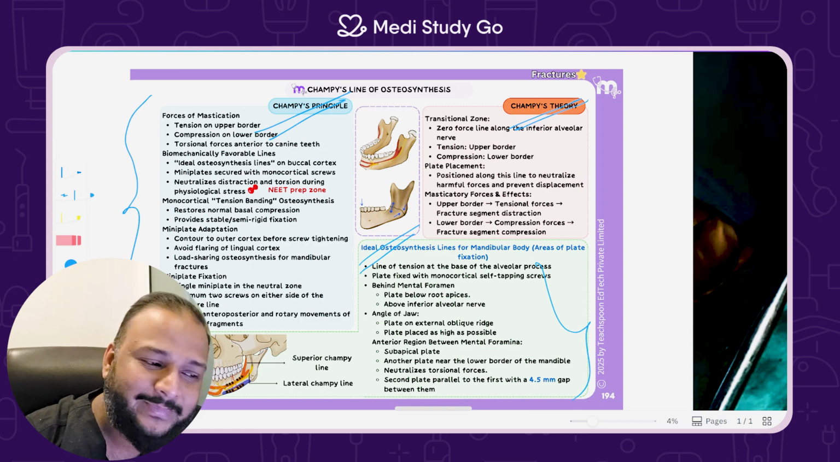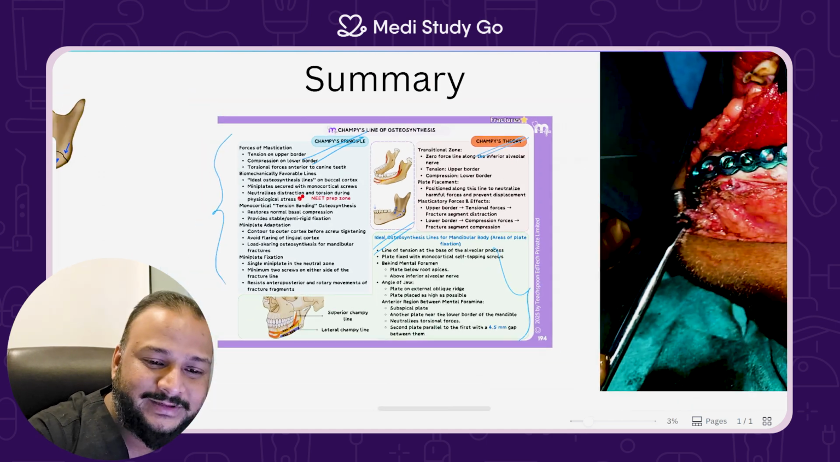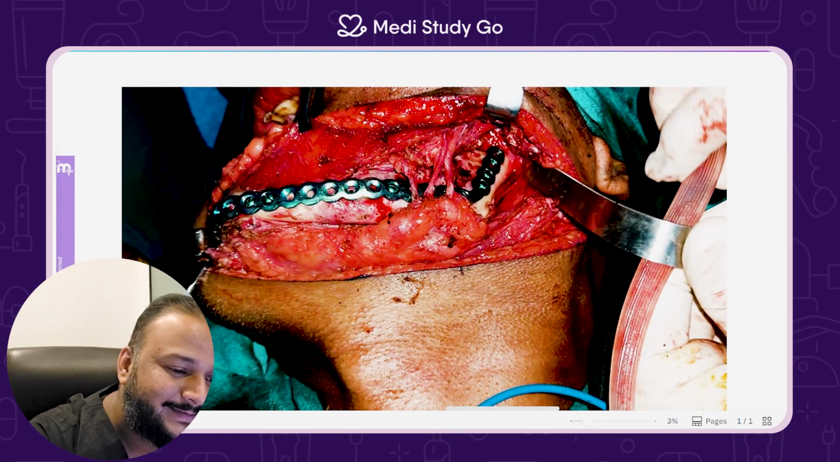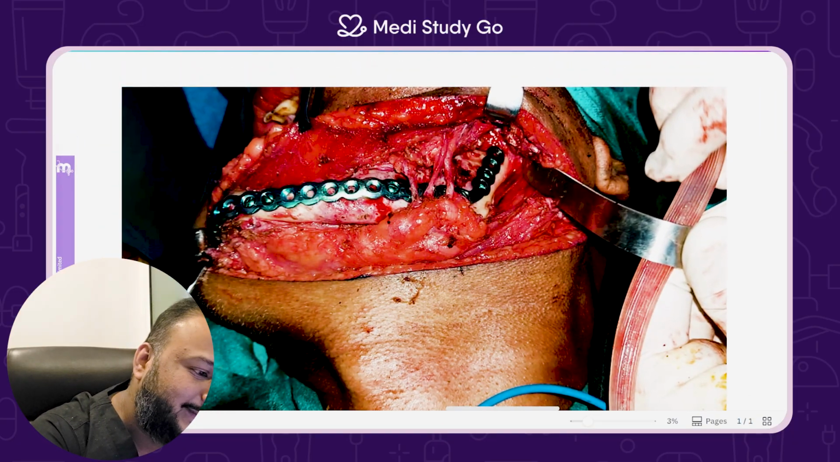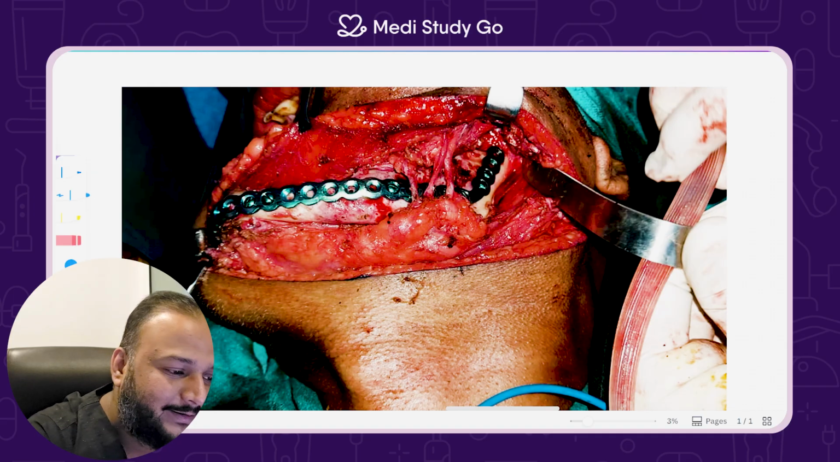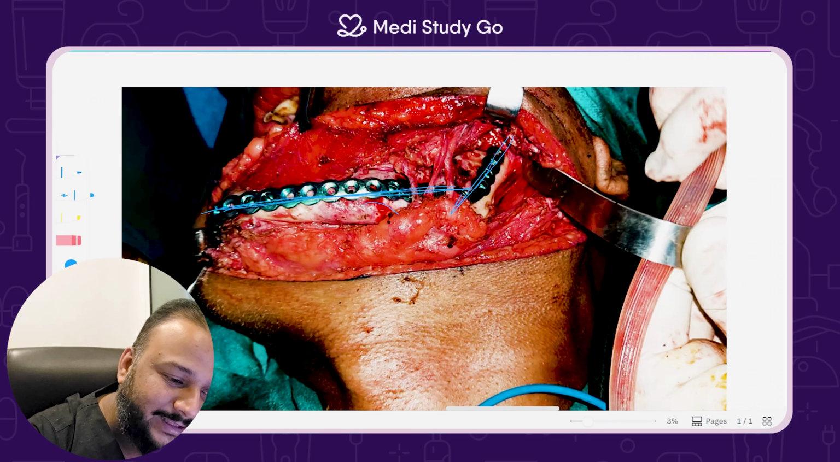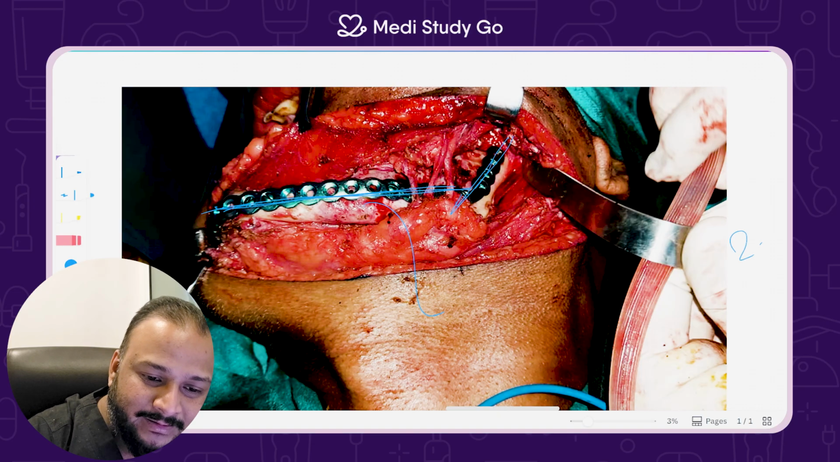Now my part as a surgeon comes into play, and I would like to show you some of my operated cases. Look at this. This picture that you see is a strong recon plate. The thickness of this plate is 2.7 to 3.2 millimeters.